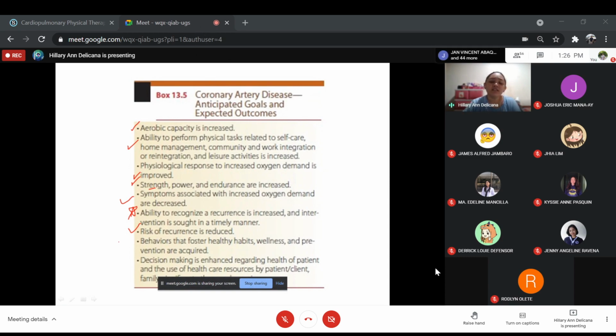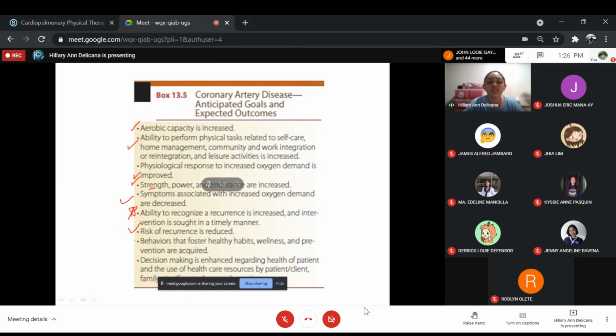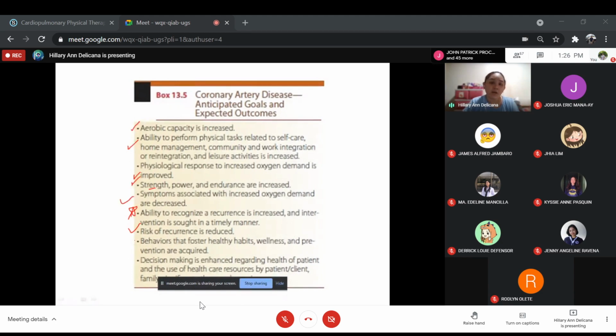Okay? Next outcome or goal that we need is we need to see behaviors that foster healthy habits, wellness, and prevention sa kay patient. So, amo to ka ginahambal ko sa inyo. That is part of our roles as PTs, no, in the holistic care sa aton nga patient, nga dapat hindi lang kita mag-focus sa exercises, also dapat sa well-being, also because ang cardiac rehabilitation is actually a multi-system approach.